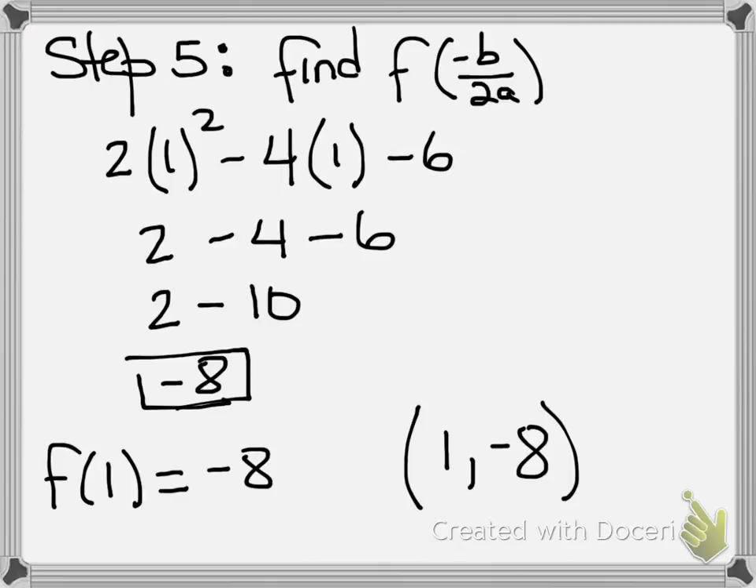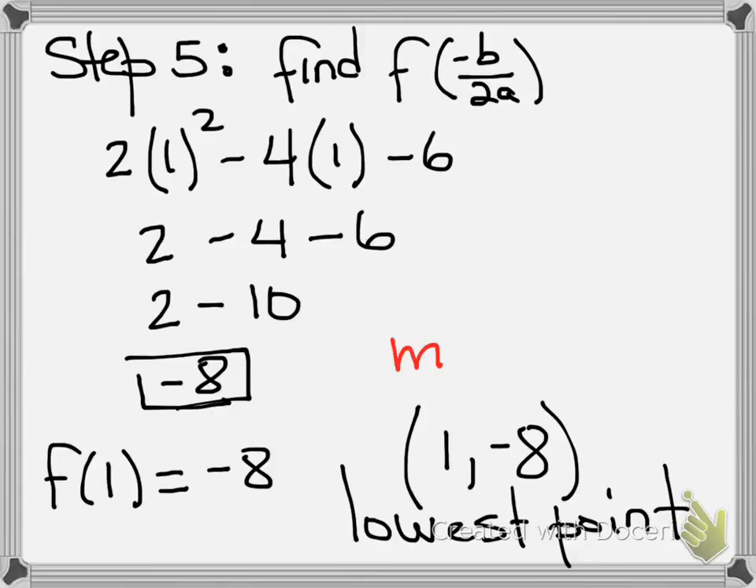This is the lowest point on this particular graph, ladies and gentlemen. So, because it's the lowest point, it is often equal to the minimum. It is the minimum, the lowest point on the graph. Ladies and gentlemen, this also, 1 comma negative 8, is what we call the vertex. The vertex of the graph can either be the minimum or the maximum, but on this particular graph, it is the minimum because it's the lowest point on the graph.